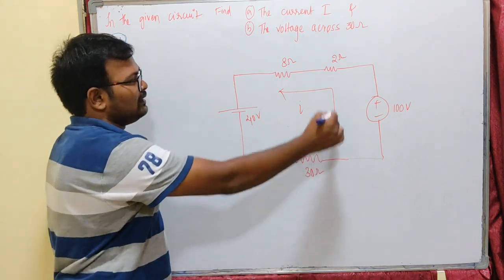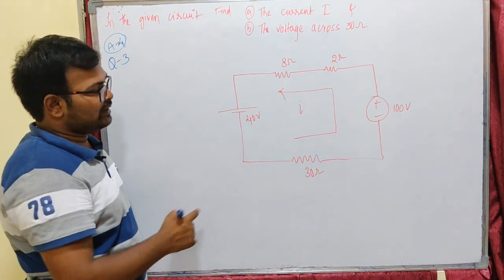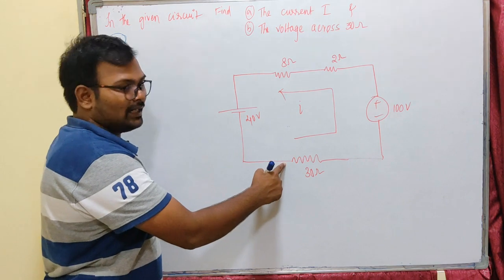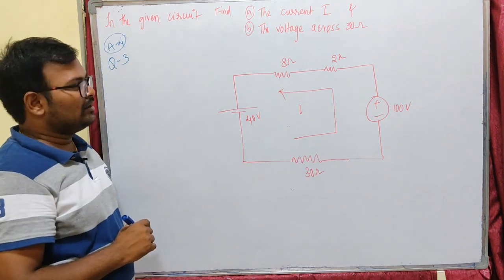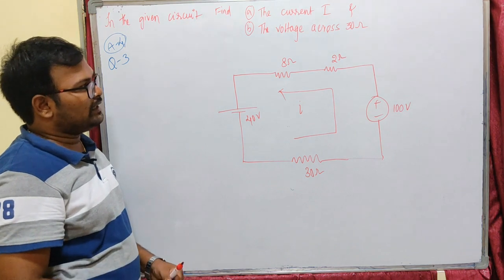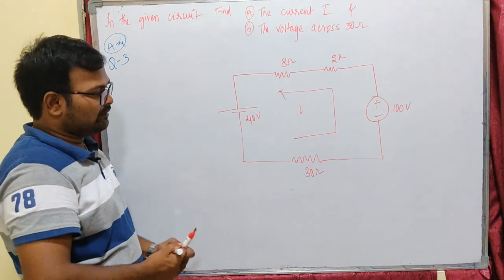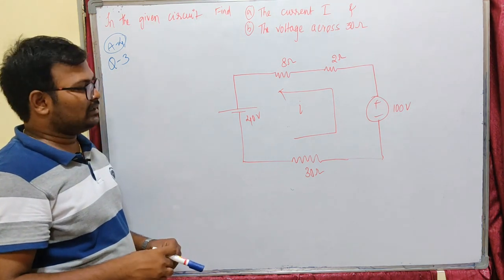Here the current is in the counterclockwise direction. So the current enters from this side and leaves from this side, so this will be plus and this will be minus. You have to mention the positive voltage. You can apply KVL and get the value of current, and once you get the current, you can get the voltage across the 30 ohms resistor, which is 30 into current I.